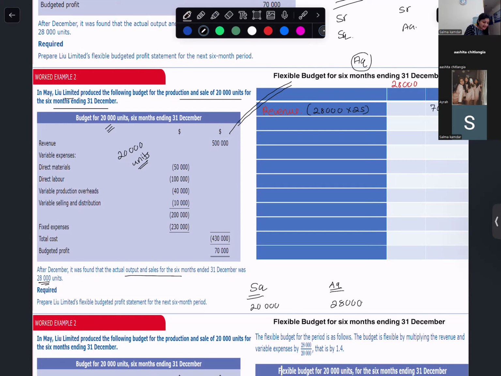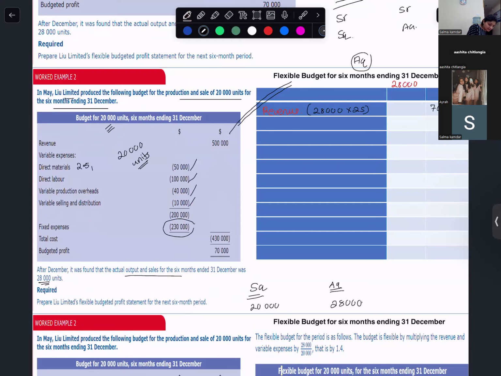So likewise, I have to find the per unit direct material, direct labor, variable overheads, variable selling and distribution overheads. Tell me the fixed cost. Will it remain the same or will it change? It will remain the same. So can you give me the direct material cost per unit? 50,000 divided by 20,000. How much? 2.5.